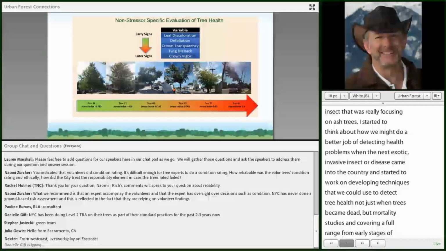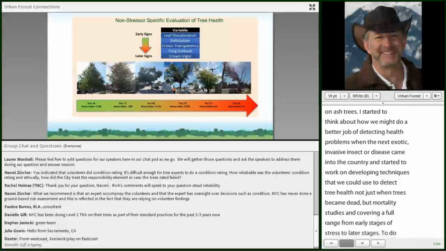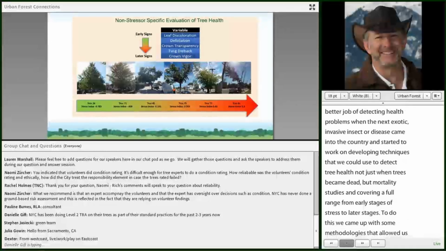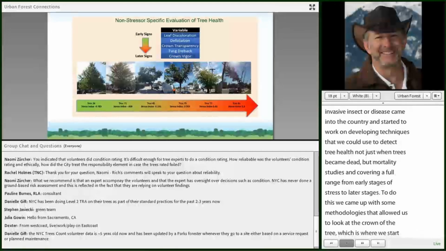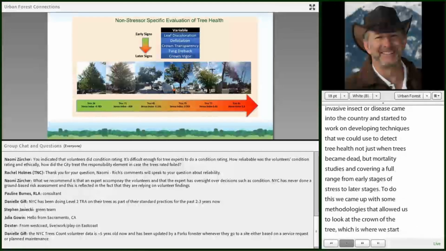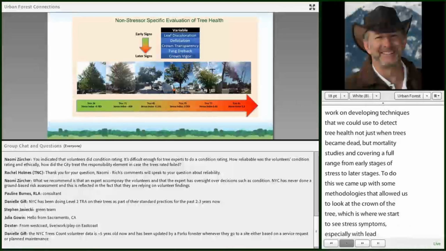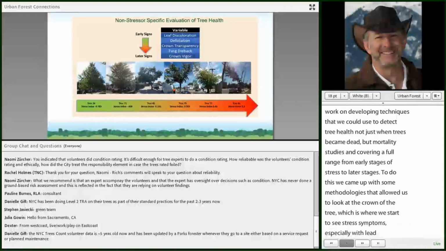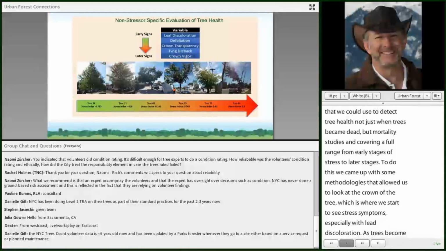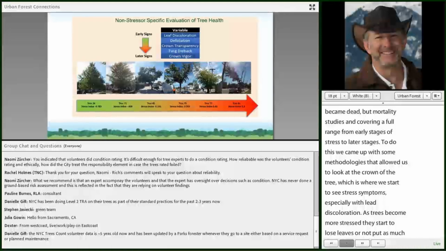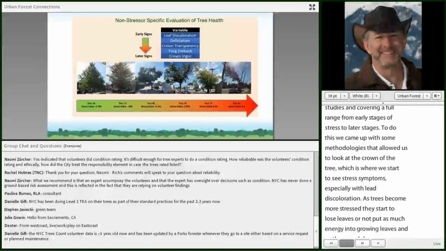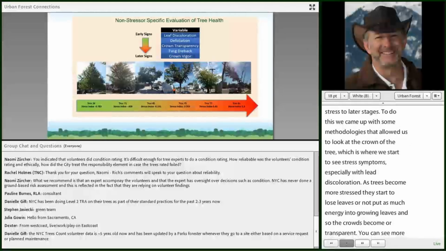To do this, we came up with some methodology that allowed us to look at the crown of the tree, which is where we start to see incipient stress symptoms, especially with leaf discoloration and leaf defoliation. Then as trees become more stressed, they start to lose leaves or not put as much energy into growing leaves, and so the crowns become more transparent. You can see more sky through them. This continues to lead to fine twig dieback, where the twigs just can't support leaves anymore.